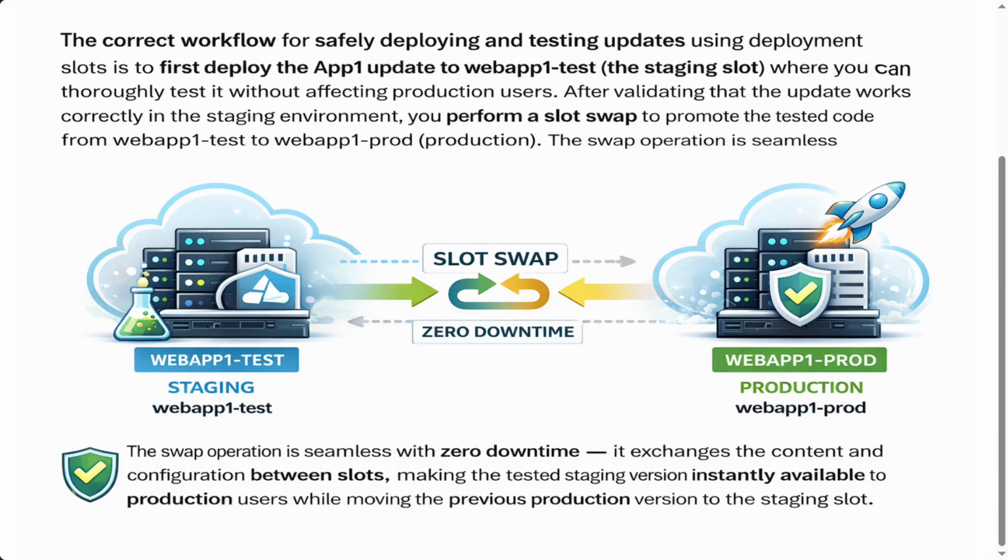After validating that the update works correctly in the staging environment, you perform a slot swap to promote the tested code from Web App 1 test to Web App 1 prod, production. The swap operation is seamless with zero downtime. It exchanges the content and configuration between slots, making the tested staging version instantly available to production users while moving the previous production version to the staging slot. This approach ensures all instances are warmed up before going live and allows easy rollback if needed.